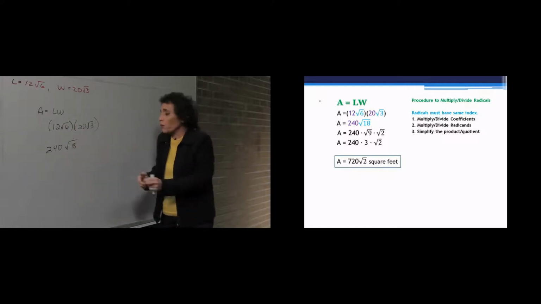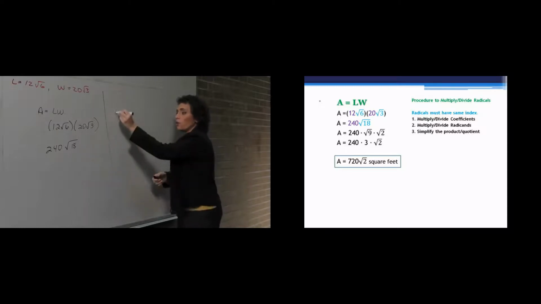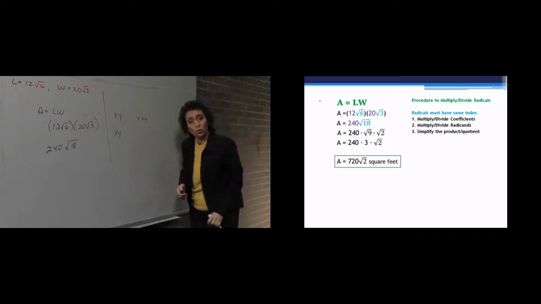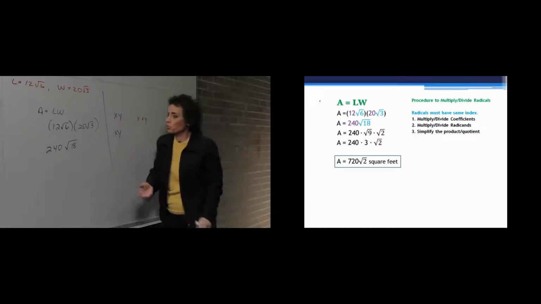It's the same thing with variables. Look, when you have variables, you can multiply. X times y is xy. I can't add x plus y because they're not like terms, but I can multiply them. Okay, so same kind of thing.